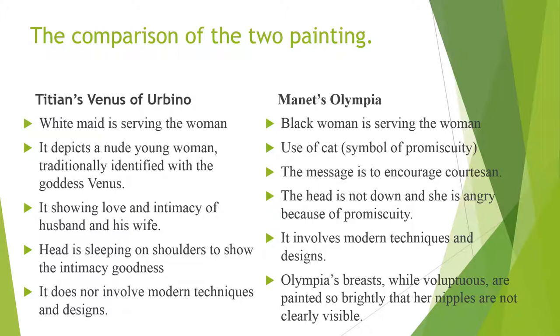On the other front, we found Olympia was also praised, Olympia's pictures were praised, because they are painted so brightly that her nipples are not clearly visible, meaning the use of light differs. In Titian's Venus, they use light which is somewhat dark, and on the other side they use bright light, so that you are not able to see some features like the nipples of the breast of Olympia.